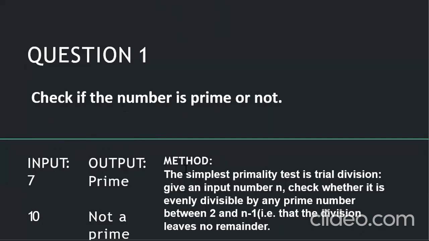So the methodology I've used here is the primality test, also called the trial division method, where I have to give an input number n and check whether it is evenly divisible by any number between 2 and n minus 1, such that the division leaves no remainder. Before starting with the code, let me give a brief introduction about what a prime number is. A prime number is a number which is divisible by 1 and the number itself.